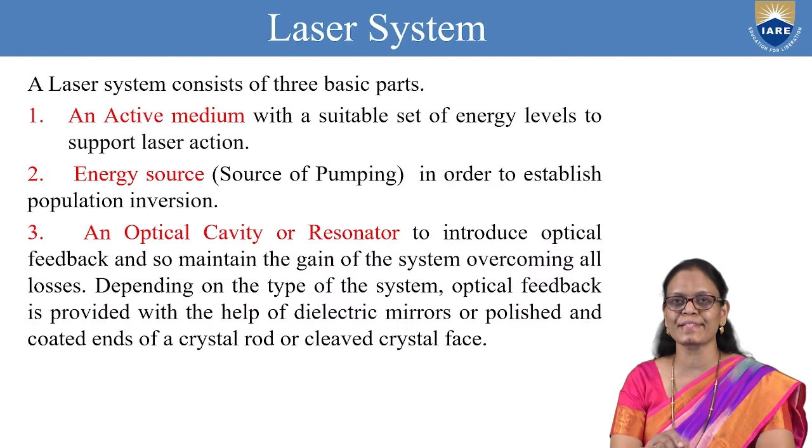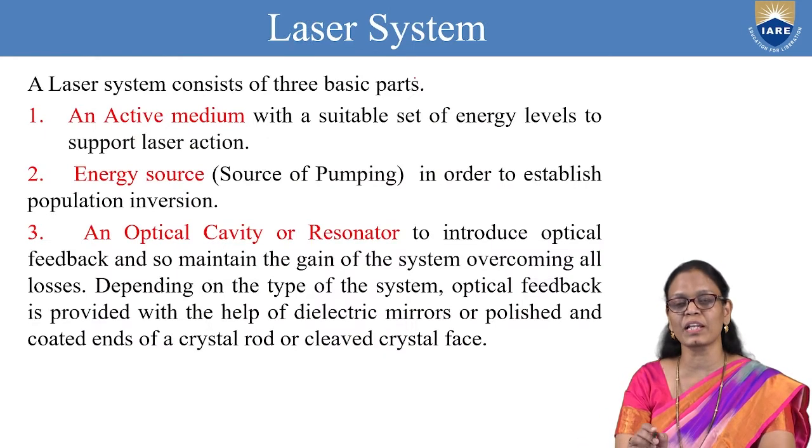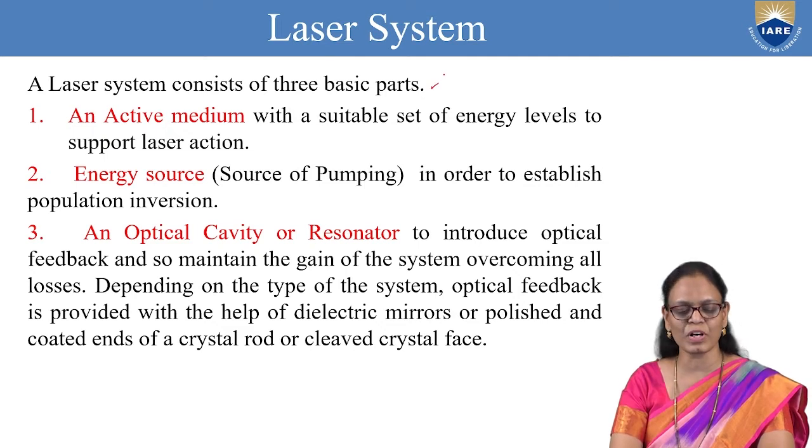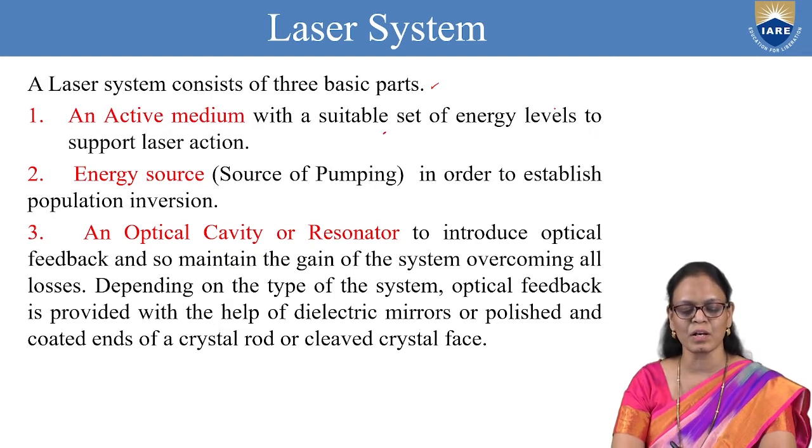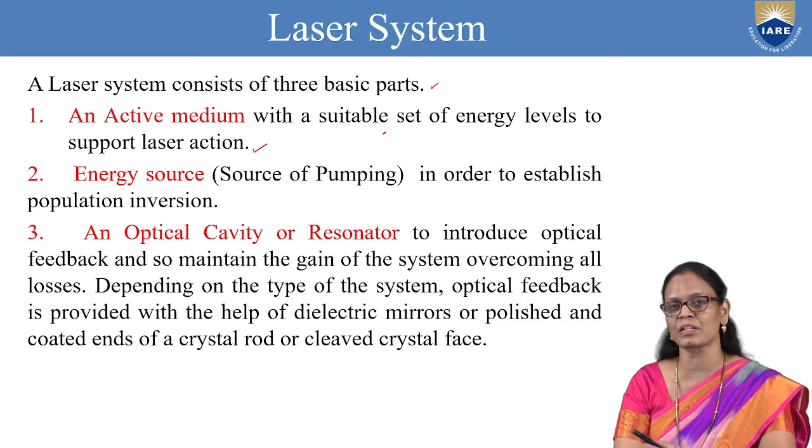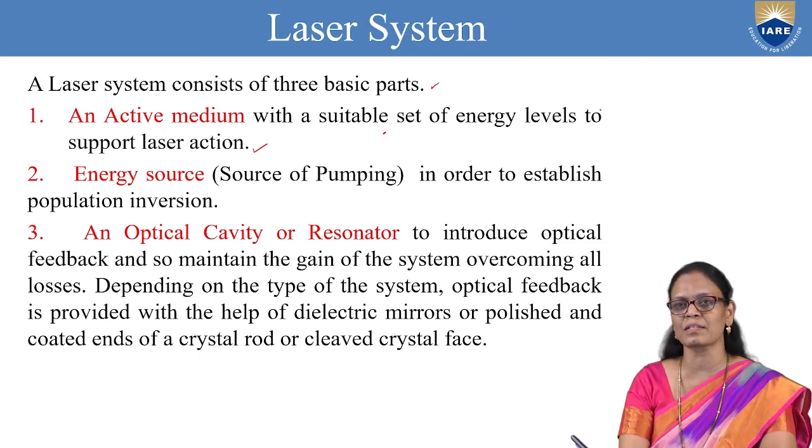Now coming to the laser system, it consists of three basic parts. The first one is the active medium. What is an active medium? It is a set of energy levels to support laser action. So if you need laser action, you need to have different energy levels, which we have discussed now: the ground state, the excited state and the metastable state.